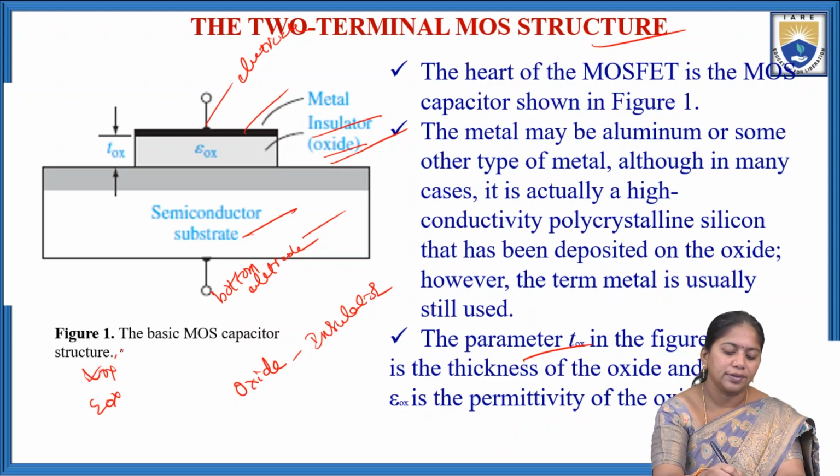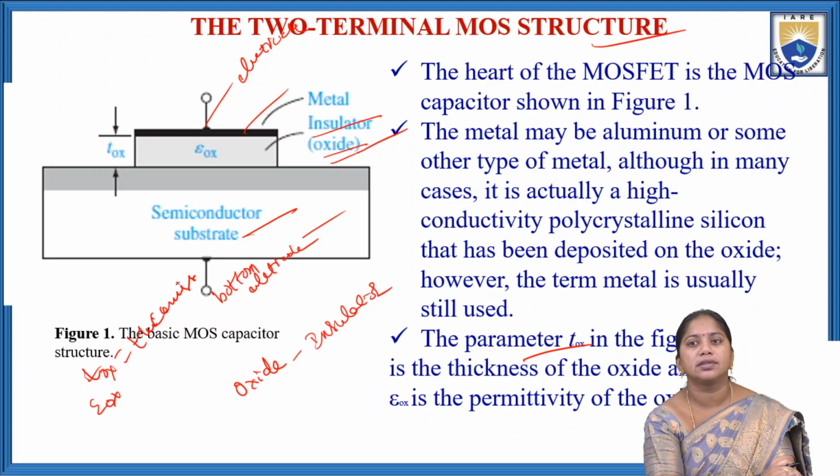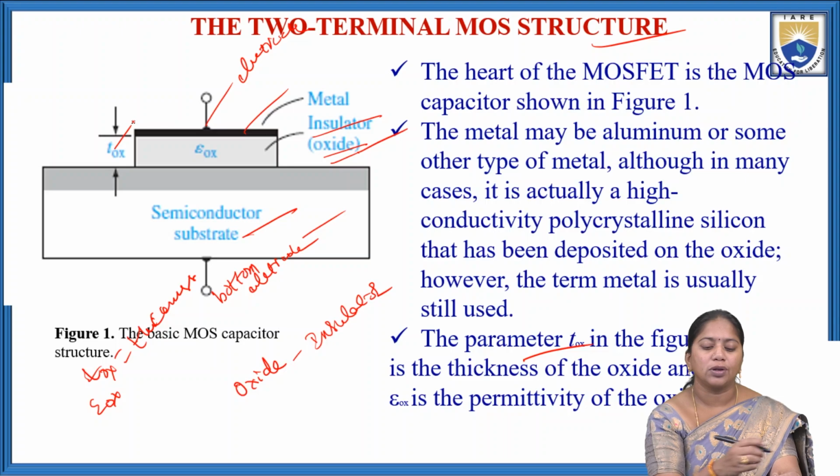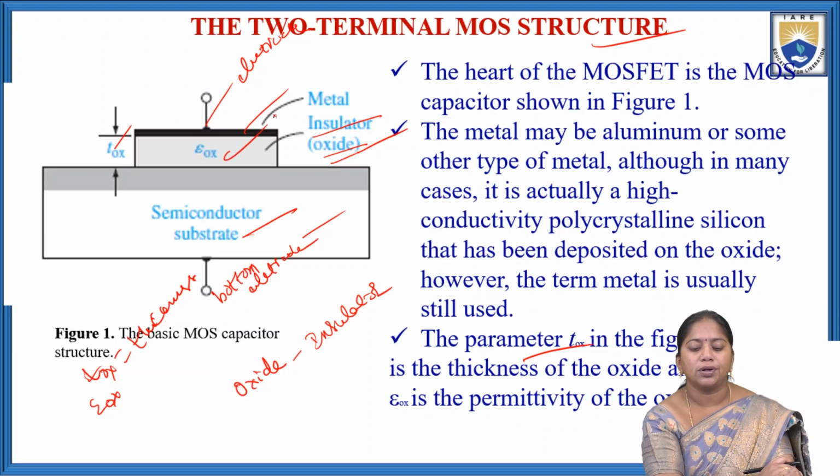Here TOX is the thickness of the oxide layer. Epsilon OX is the permittivity of the oxide. So here we are using the semiconductor substrate. On top of the semiconductor substrate we have to deposit the oxide layer. That oxide layer is acting as the insulating layer. Here TOX is the oxide layer thickness and epsilon OX is the permittivity of the oxide layer.